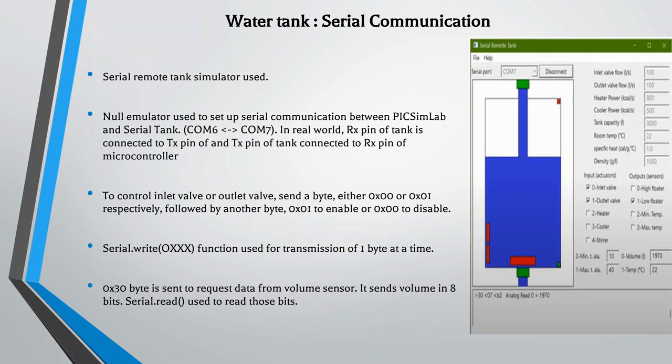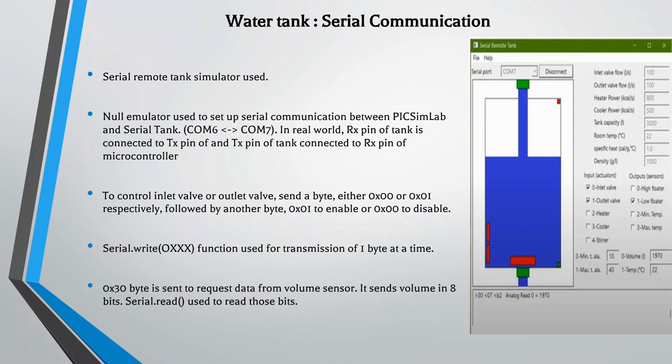Water tank, serial communication. A serial communication tank simulator is used. A null modem emulator is used to set up a serial communication between Proteus and the serial tank, on COM6 or COM7. In the real world, we can use any of the ports we have. The RX pin is connected to the TX pin, and the TX pin to the RX pin of the microcontroller. To control the inlet valve or the outlet valve, send a byte code in hexadecimal, respectively followed by a byte to enable and to disable.